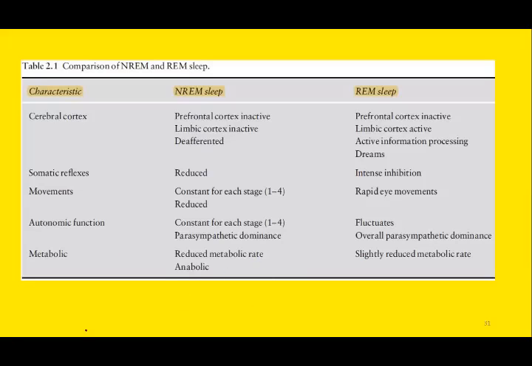Again, you can see the areas which are involved during REM sleep and non-REM sleep. During REM sleep, the prefrontal gyrus is inactive and the limbic system is involved. This is the active part. However, in non-REM sleep, the limbic system is inactive and the prefrontal gyrus, or the prefrontal cortex, is also inactive. So the limbic system or the limbic cortex is active most of the time in REM sleep.